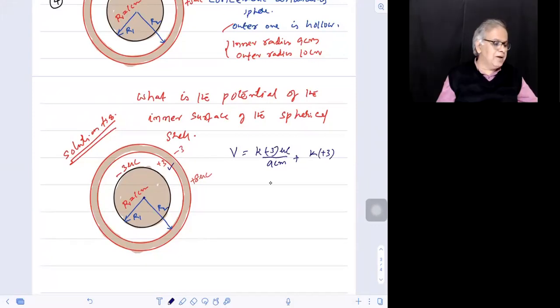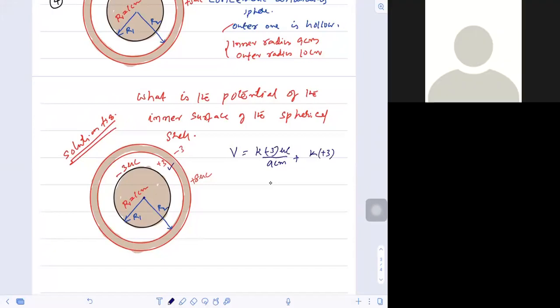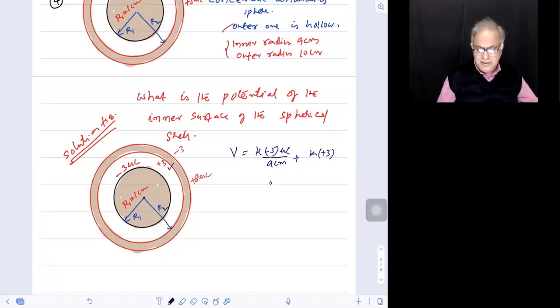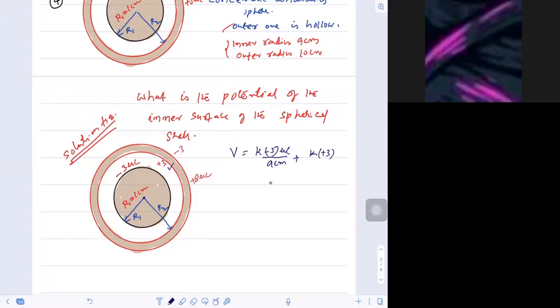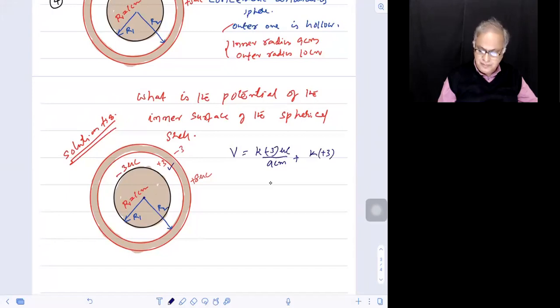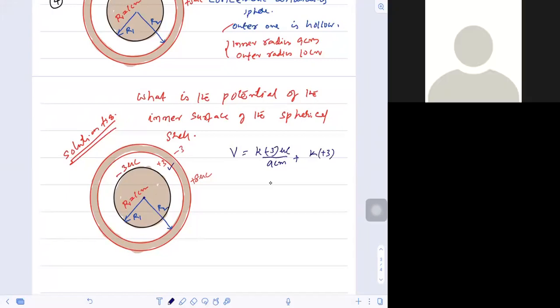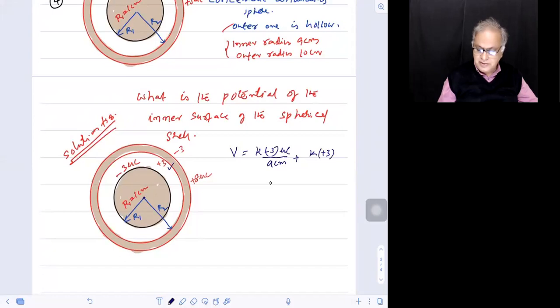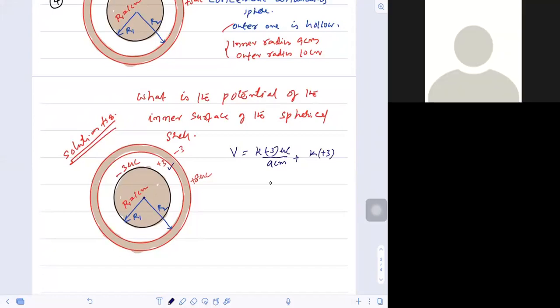Now, come on, make it fast. Plus 5. Isn't it so, children? So K into plus 5 microcoulombs by how much? 10 centimeters, which is also the potential inside, isn't it? So I wrote deliberately in units so that we can convert units there. Now, what am I getting, children?